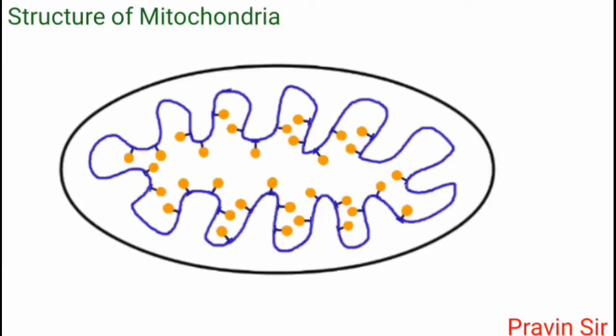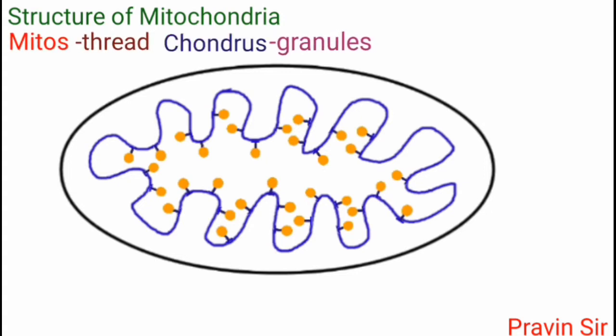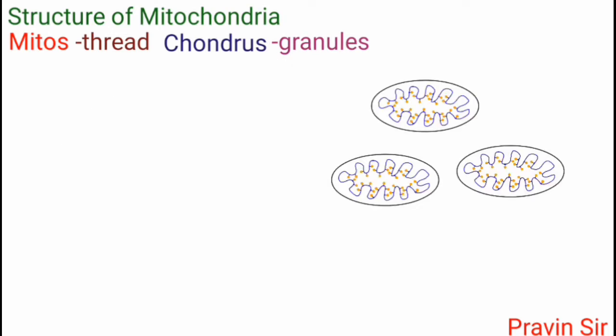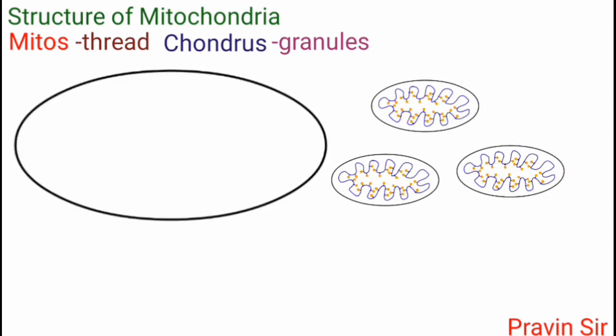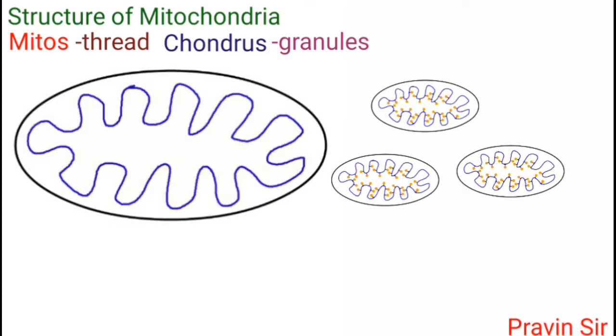Hello students, today I will explain to you about the structure of mitochondria. Mitochondria is derived from two words. Mitos means thread, chondrus means granules. You can see here, it is like a granule and this inner membrane is thread-like. That's why it is called mitochondria.